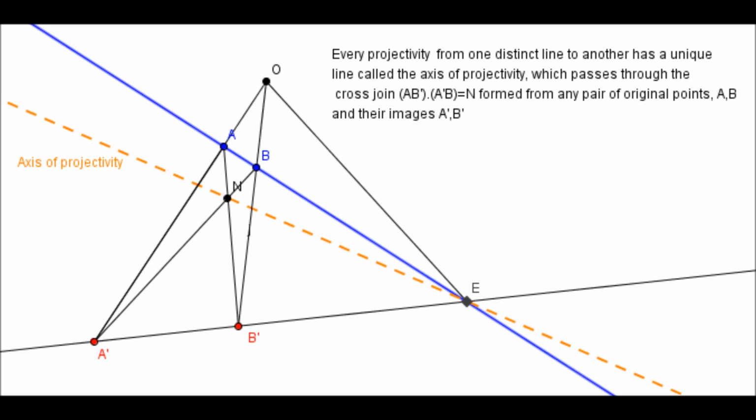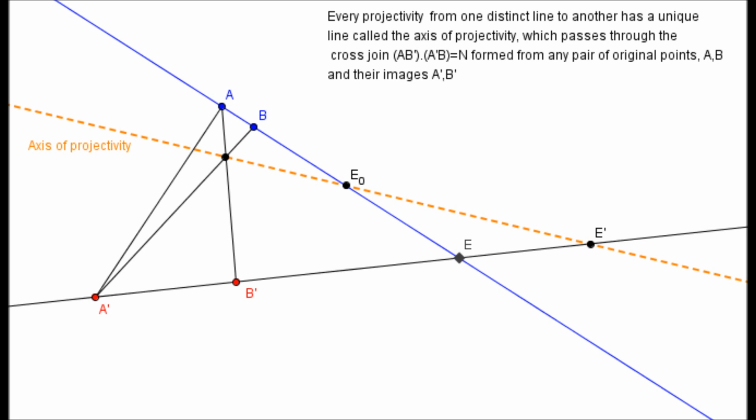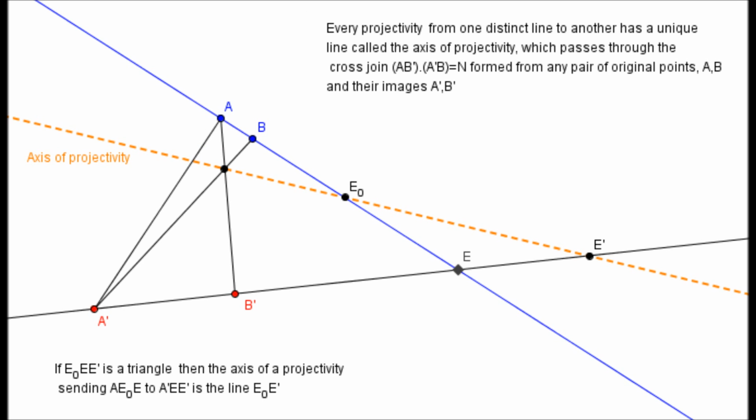So the only other thing we need to do is to consider what happens in the more general case. One of the key remarks to help us prove this is that if we have a triangle E0, E, E', then the axis of projectivity from A, E0, E to A', E' is just going to be the line E0 E'.